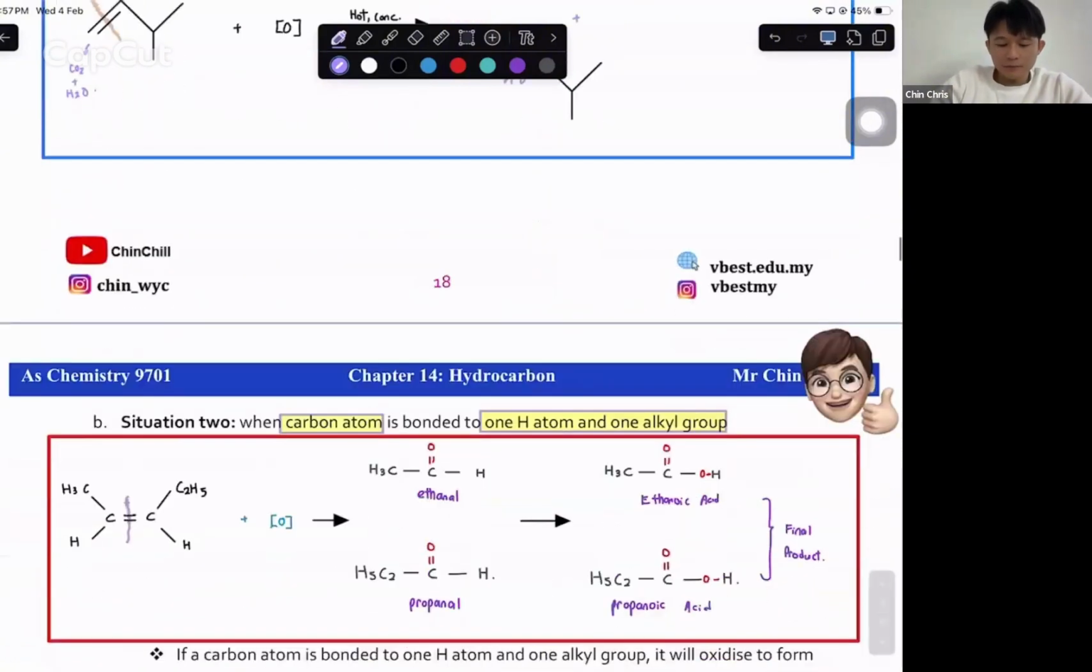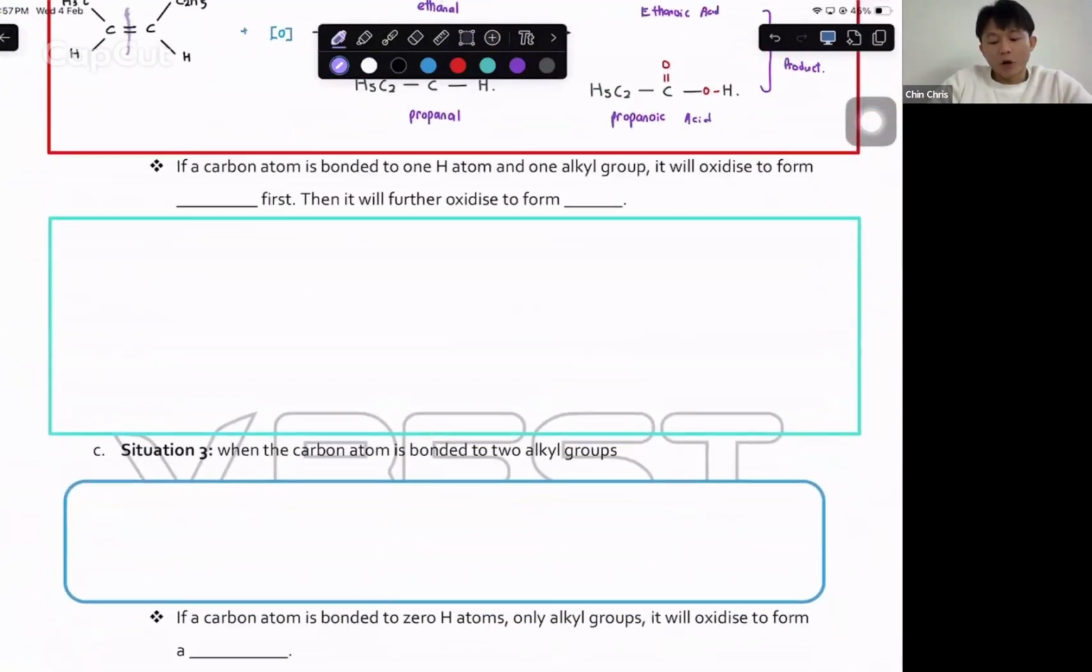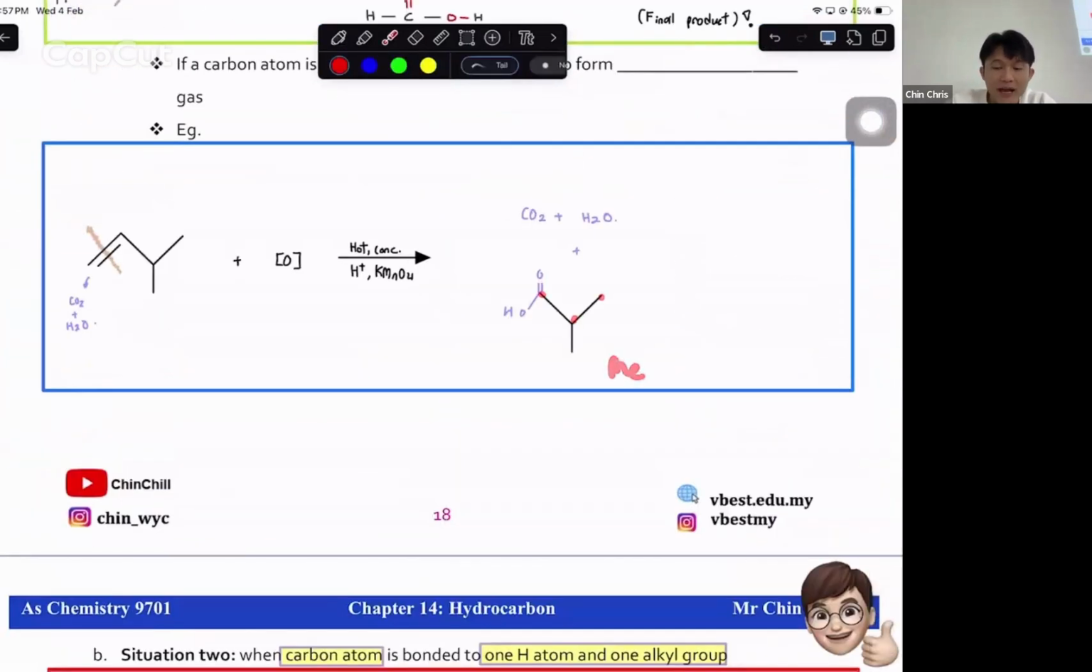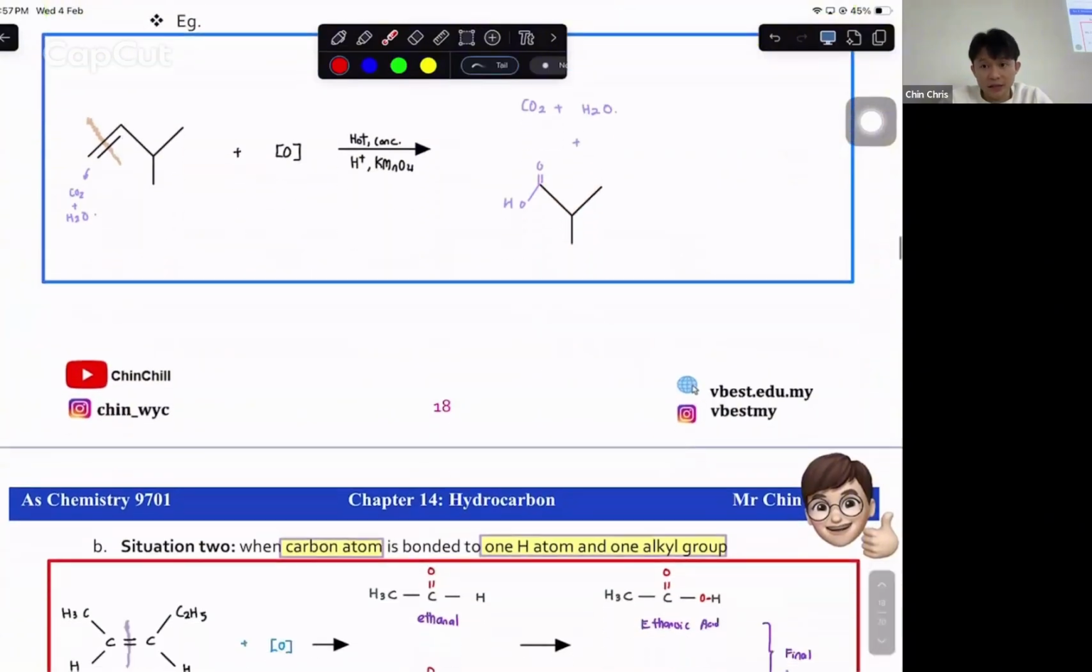Alright, guys, now let's look at it. If a carbon atom is bonded to one hydrogen atom and one alkyl group, it will always turn into an aldehyde first and then a carboxylic acid at last. So the final one is always a carboxylic acid. Understand? How do we name that compound just now? This we call methyl propanoic acid: a 3-carbon propanoic acid with a methyl group.